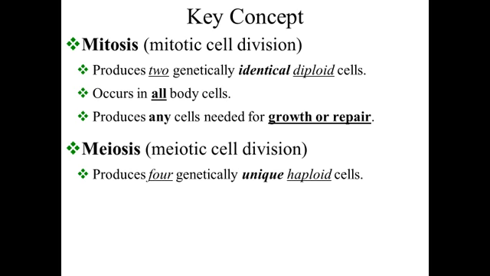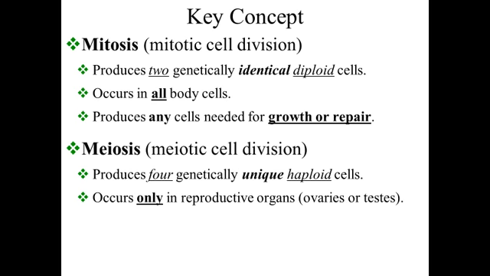They produce 4 genetically unique haploid cells. So if we start off with one cell having 46 chromosomes, we're going to end up with 4 cells having 23 chromosomes, and each of them will be unique. None of them will be identical. And this only occurs in our reproductive organs, only in the ovaries of females or in the testes of males. All right, so that is, again, a very distinct difference between meiosis and mitosis.